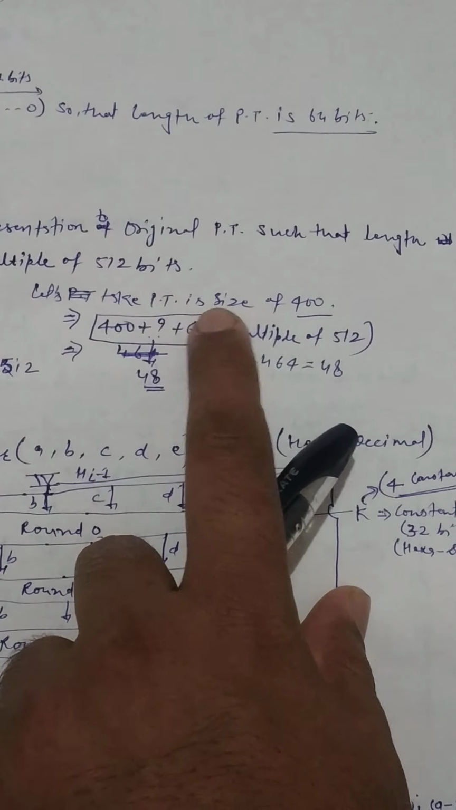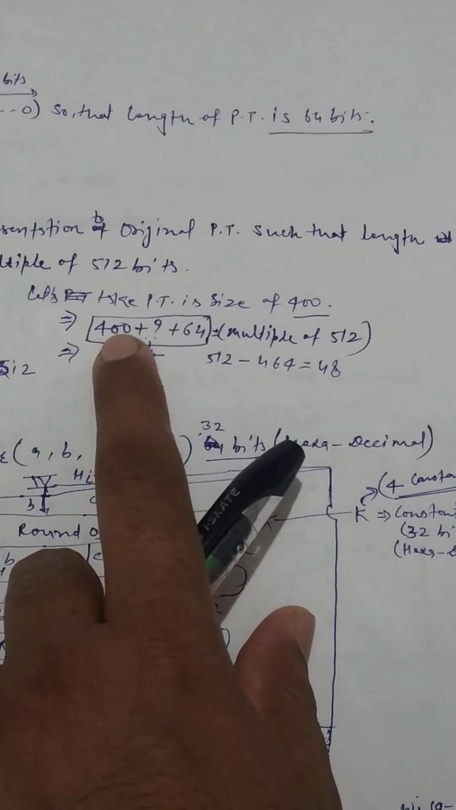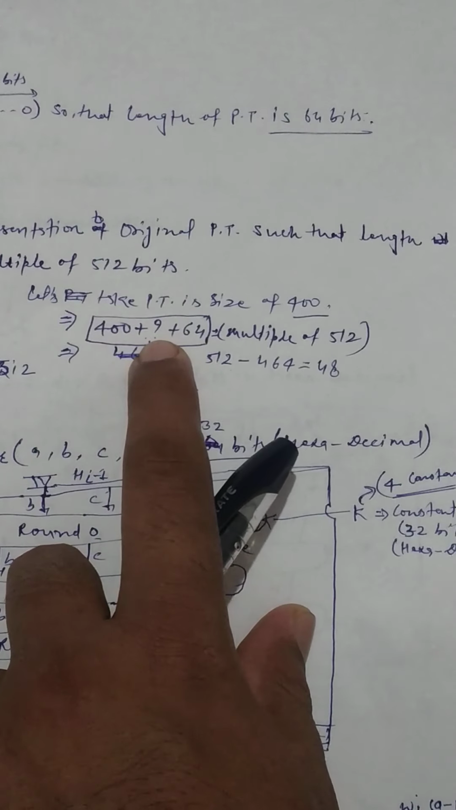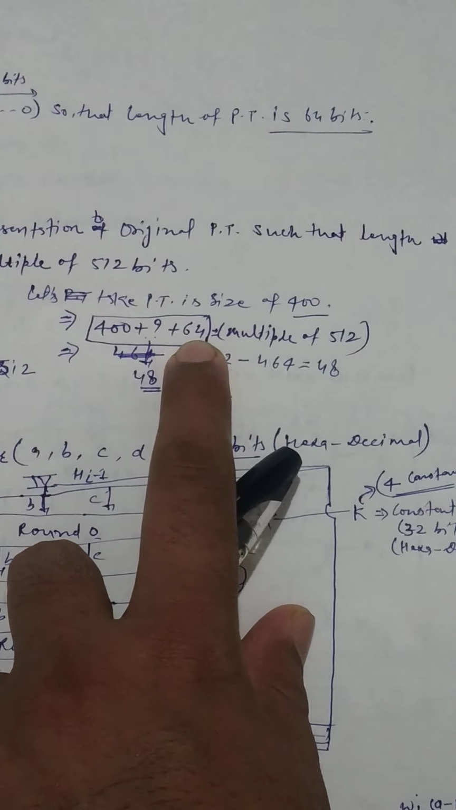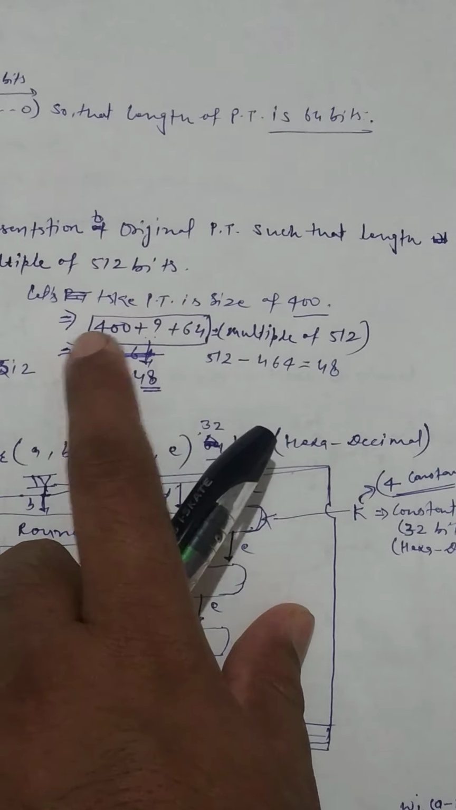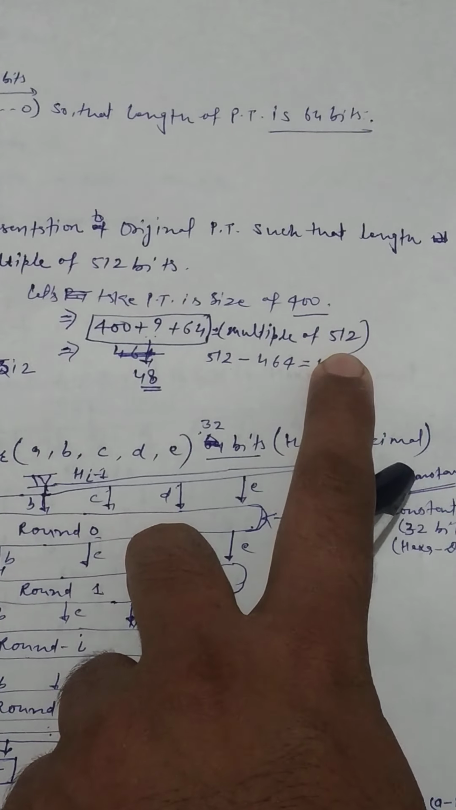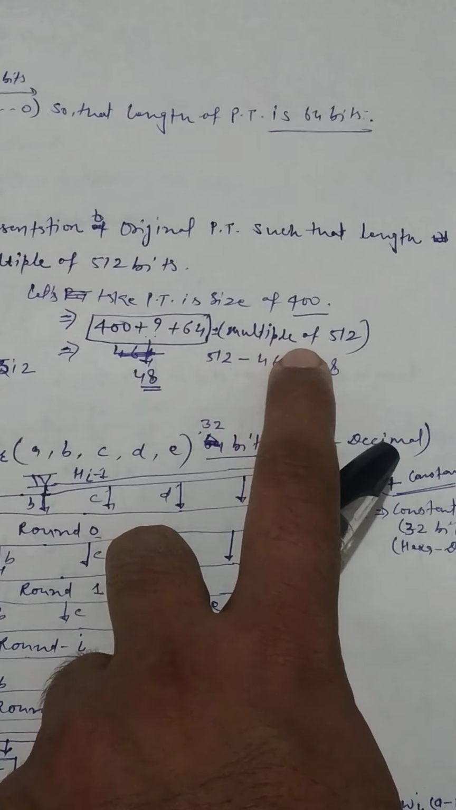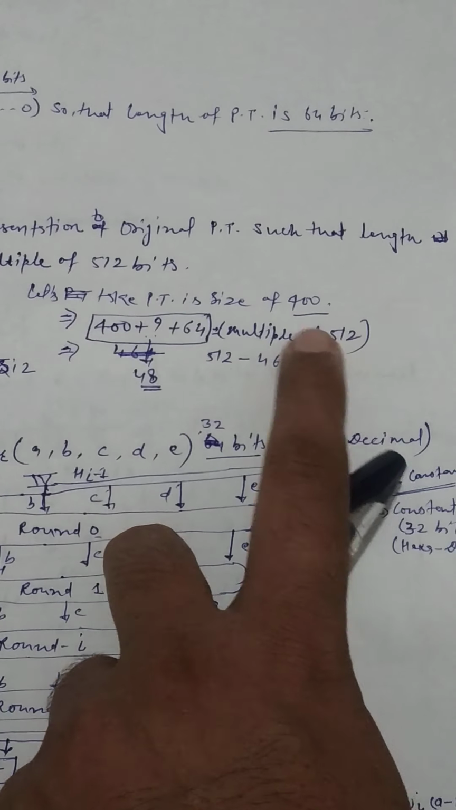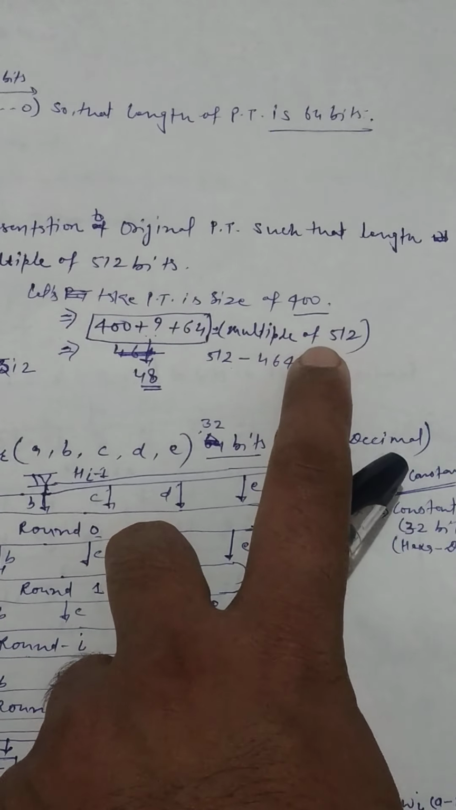Let's take the plain text size of 400. We do not know the padding size, but we know we have added 64 bits in the second step. So it must be a multiple of 512 bits. The addition of these three must be a multiple of 512 bits. This is the condition that we need to satisfy over here.